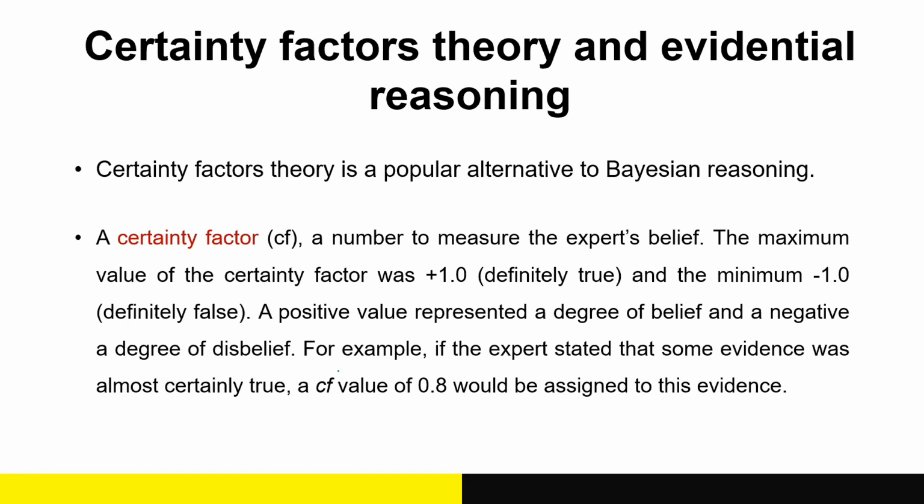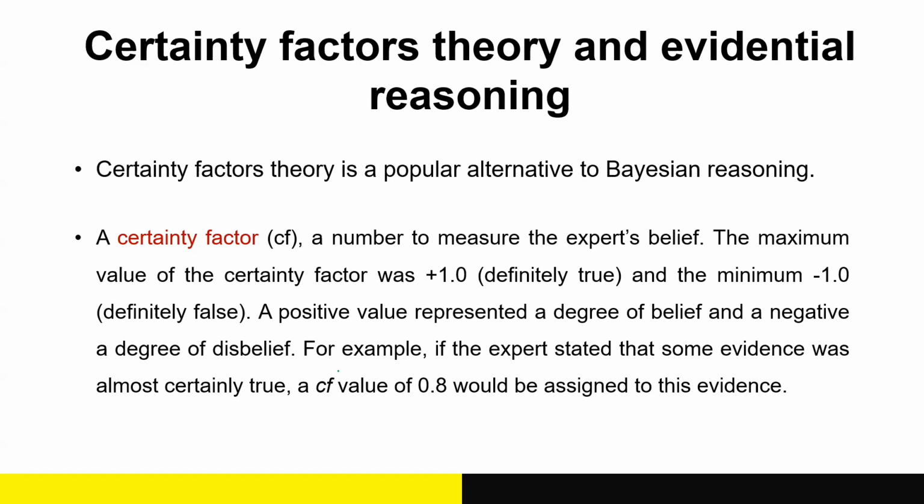Certainty factors theory and evidential reasoning. Certainty factors theory is a popular alternative to Bayesian reasoning. It became popular because it is simpler to understand, even for people with no background in probability. More robust in uncertainty and more suitable for expert systems because it is less computationally expensive. One example of the certainty factor theory was initially introduced as part of the MYCIN expert system.